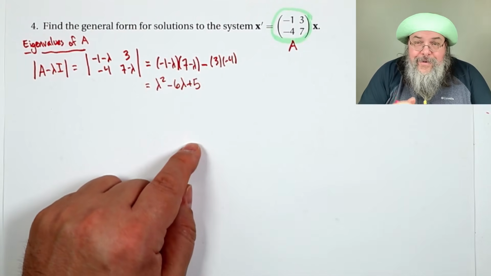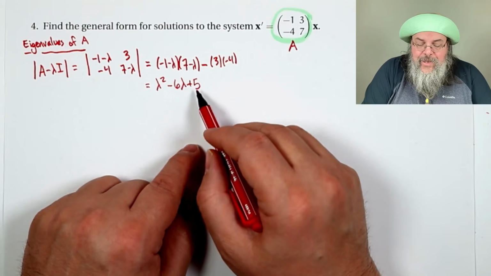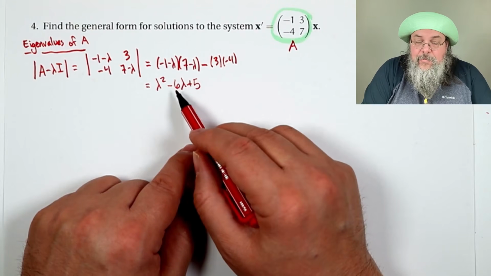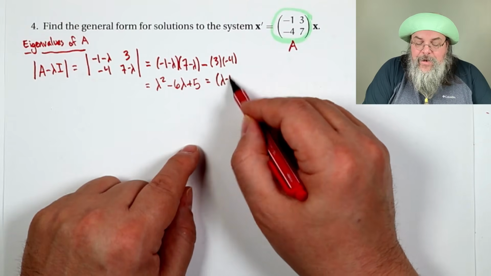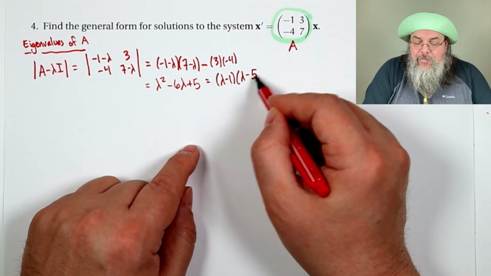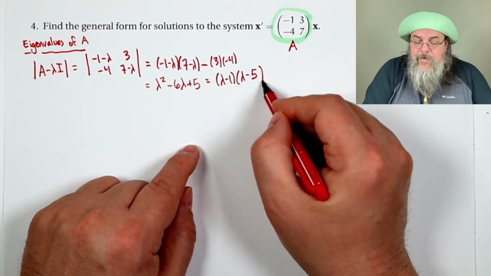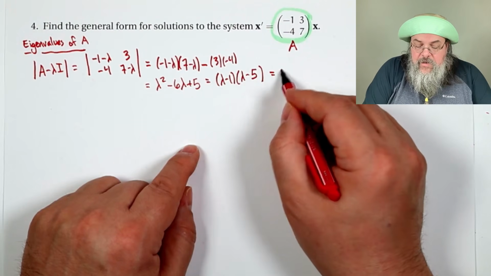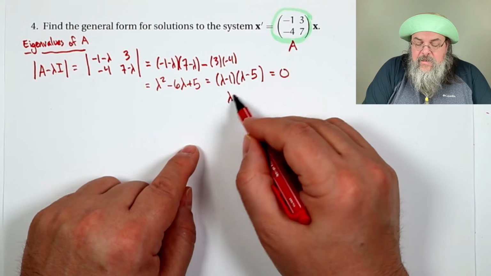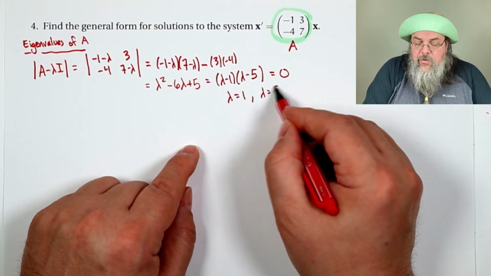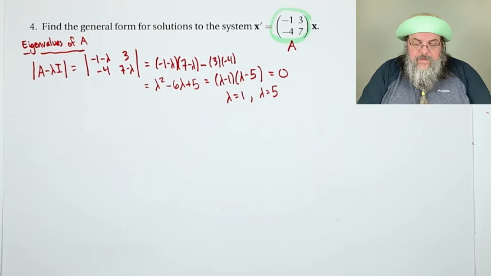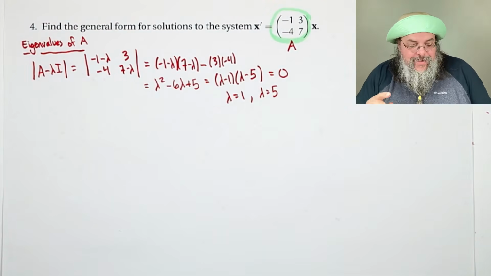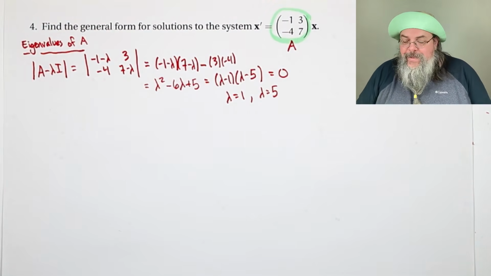Now, does this factor? Can you think of 2 things that multiply to 5 but add to negative 6? Yeah, lambda minus 1 and lambda minus 5. And when we set that equal to 0, that says, aha, we get roots of 1 or 5. All right, good. Now, can you check this? Well, you can rederive it again. That's a check. But there's another check.